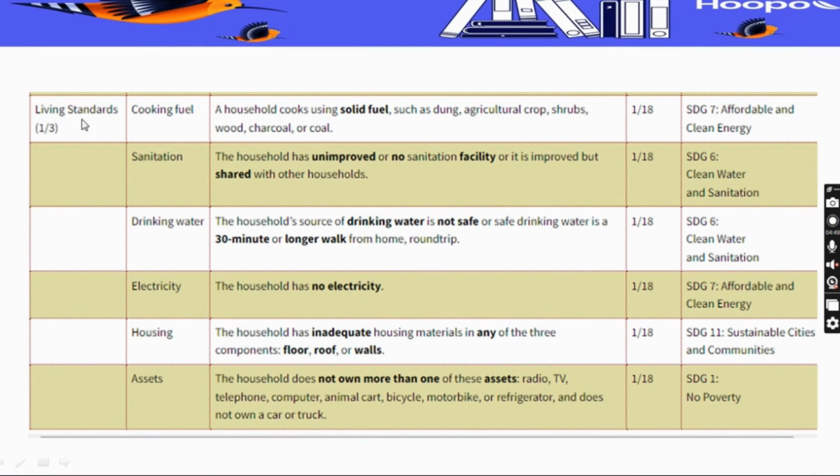What about living standards? Cooking fuel: a household cooks using solid fuel such as dung, agricultural crops.